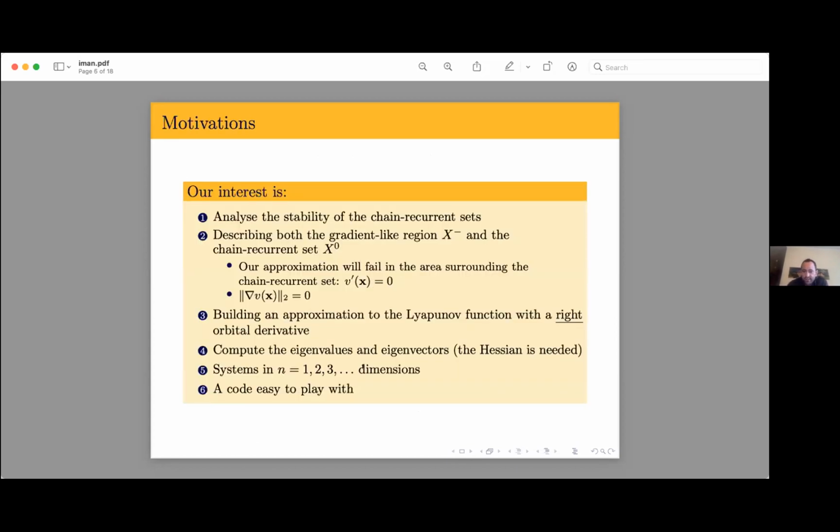Now, what is the interest of our code? Well, the interest is to have the capability to analyze the stability of the chain recurrence sets, to describe both the gradient-like flow and the chain recurrence set.